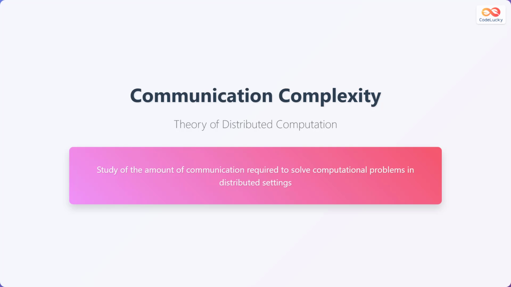Communication complexity is the study of the amount of communication required to solve computational problems in distributed settings. It falls under the theory of distributed computation. So, in essence, it helps us understand how much information needs to be exchanged when different parts of a system work together to solve a problem.